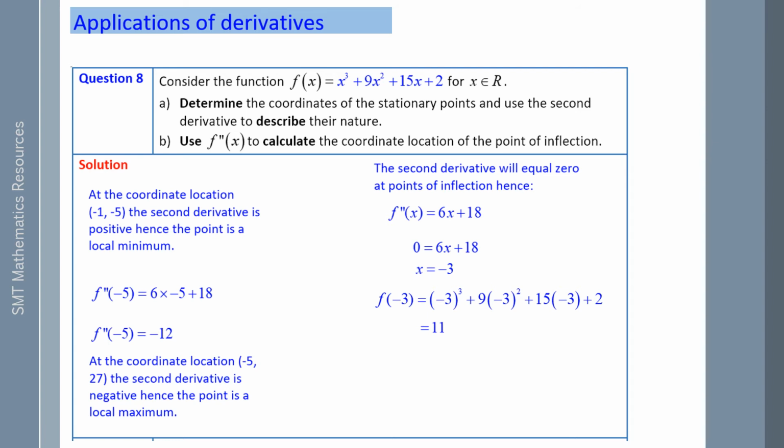Now that point of inflection is going to be an oblique point of inflection because negative 3 wasn't picked up in the first derivative. Hence, it's not a horizontal point of inflection. Therefore, the point of inflection, oblique, occurs at negative 3, 11.